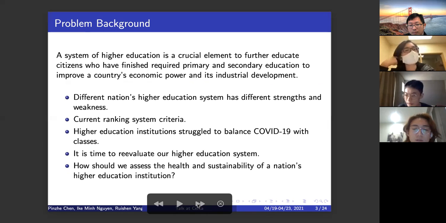During the COVID-19 pandemic in spring 2020, almost all of the higher education institutes shut their doors. The majority of them were not ready for any sort of alternative remote or online teaching approach. Some small private colleges closed permanently because of the COVID-19 pandemic. In the wake of the adjustment required during the current pandemic, we have the opportunity to reevaluate our higher education system and think about what is working, what could be done better, and how we should assess the health and sustainability of a nation's higher education system institution.